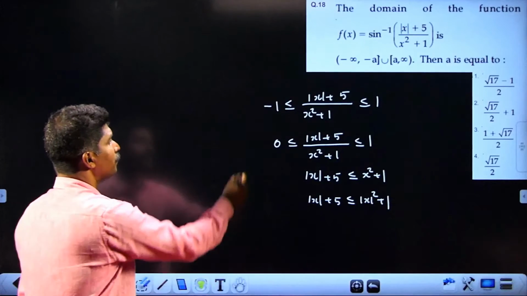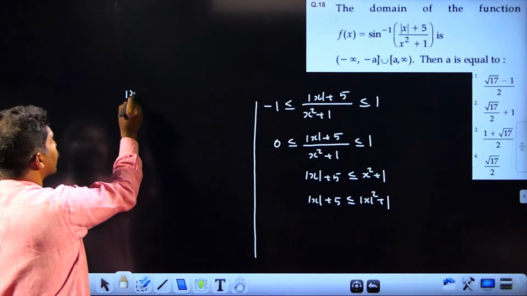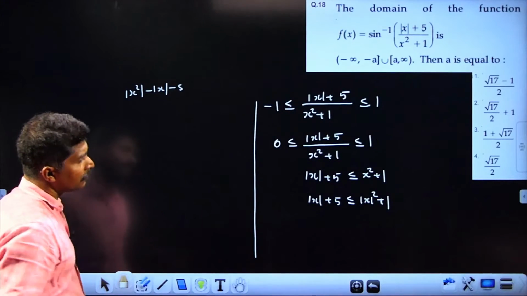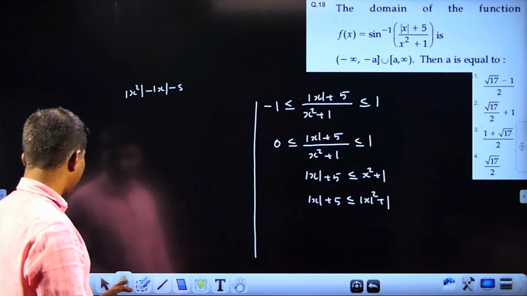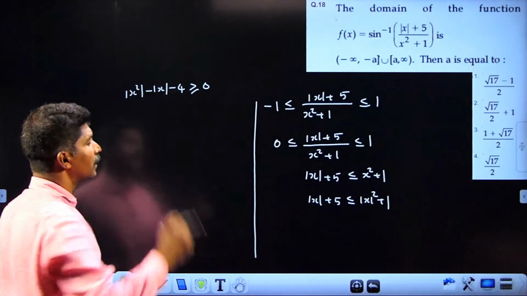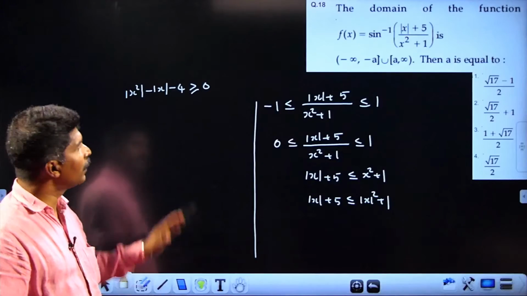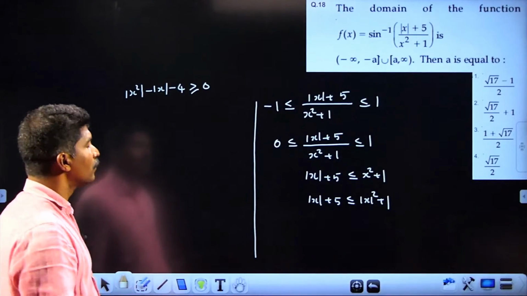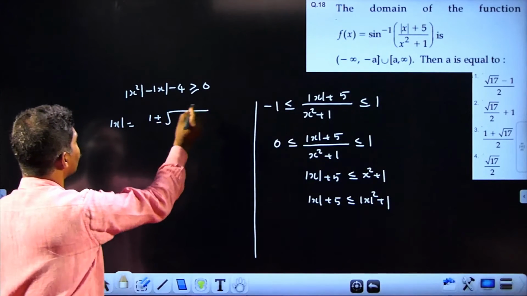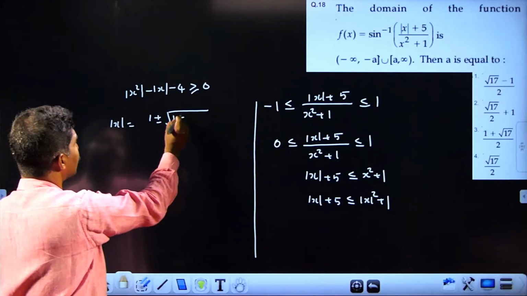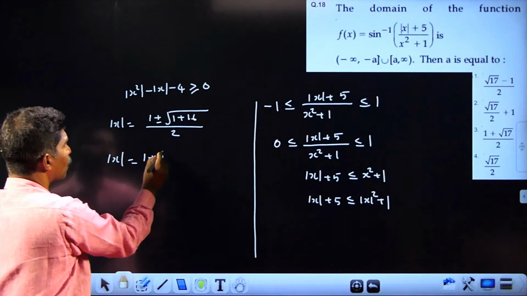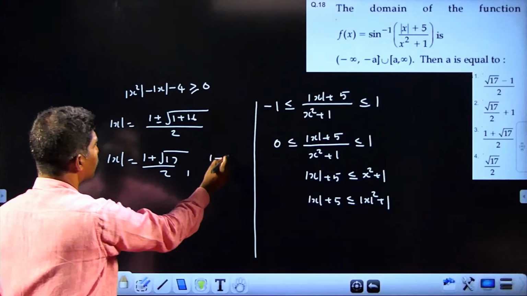Okay. So, mod x square minus mod x minus 5 plus 1 minus 4 greater than or equal to 0, for which we will calculate the equality roots for the critical points. We will find the critical points. Mod x is equal to 1 plus or minus root of b square minus 4ac, that is 1 plus 16, divided by 2. So, mod x is equal to 1 plus root of 17 divided by 2 or 1 minus root of 17 divided by 2.